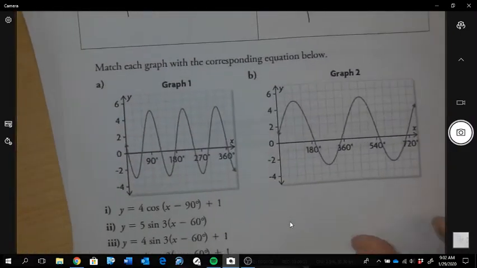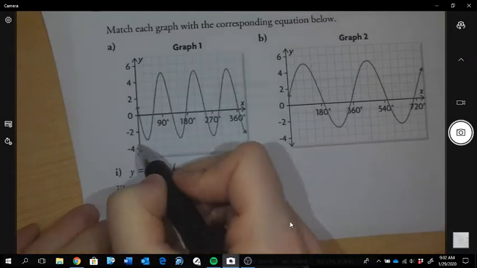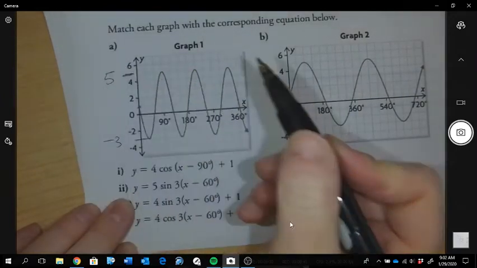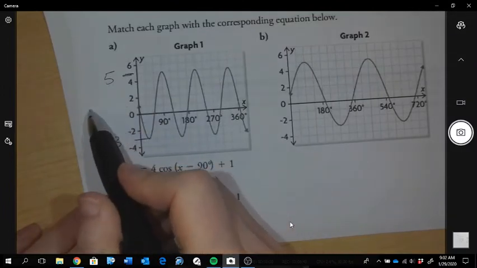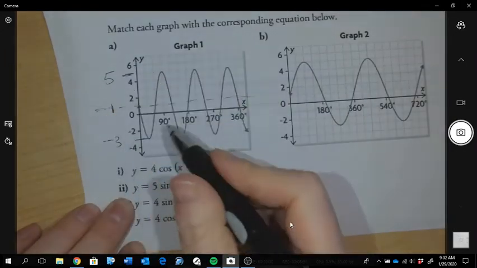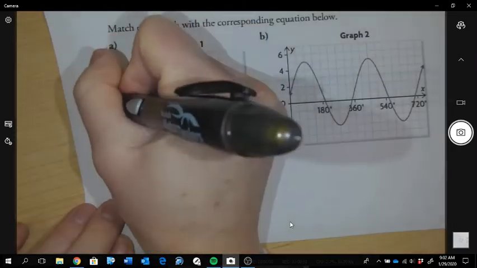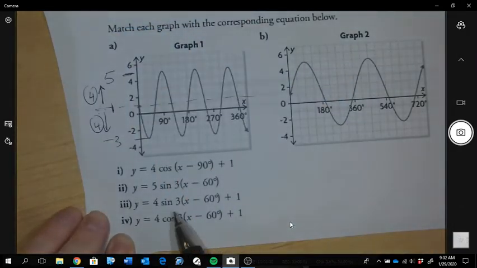Okay, match each graph with a corresponding equation. Okay, so from -3 up to 5, so in the middle would be 1. Okay, so we need a graph that has a +1, so it's not number 2. This would span 4 up and down, so we need a graph that says 4. Okay, well that's all of them.